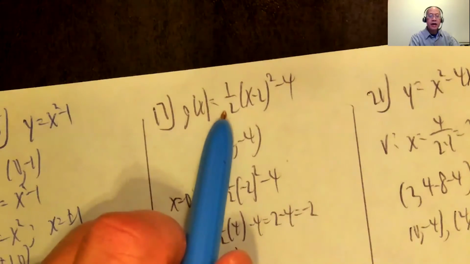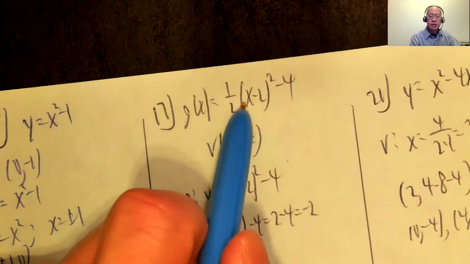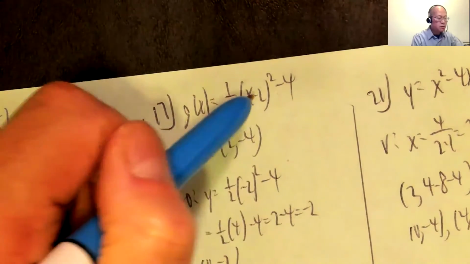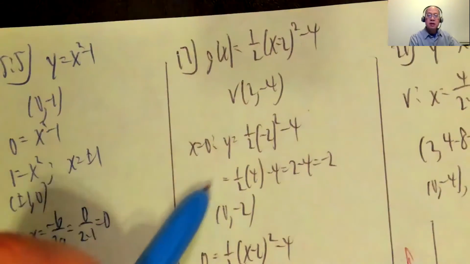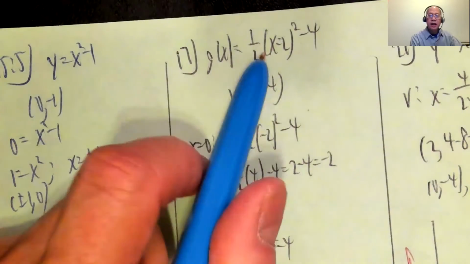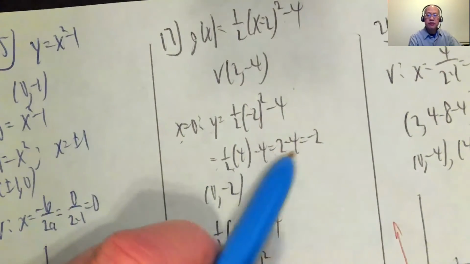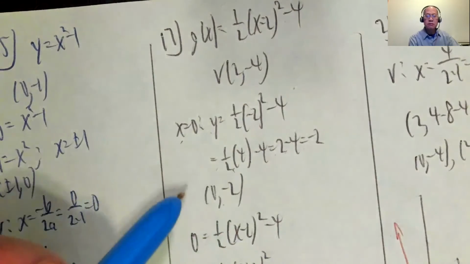Number 17, g of x is one half (x minus 2) squared minus 4. When it's written like this, the vertex is simply 2, negative 4. That's a 2 there, sorry. Plug in x equals 0. Y is 1/2 of negative 2 squared minus 4. 1/2 of 4 minus 4. 2 minus 4, negative 2, 0 comma negative 2.